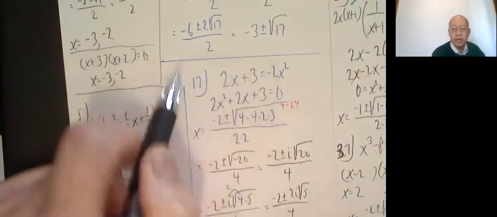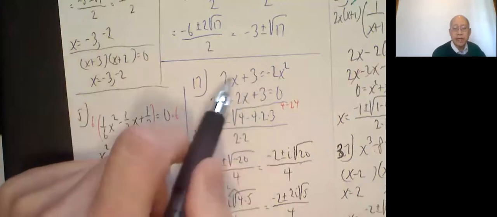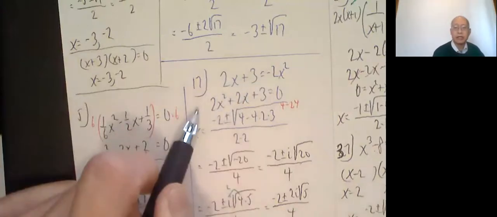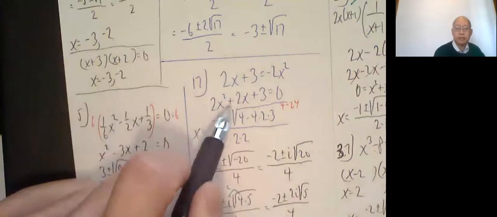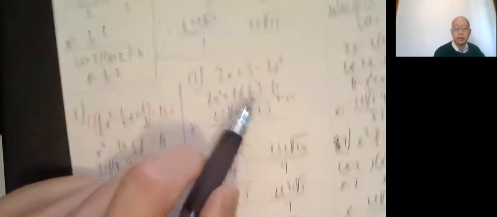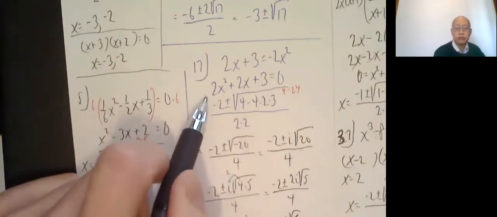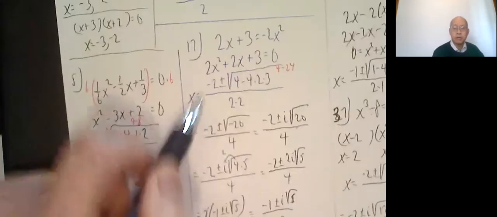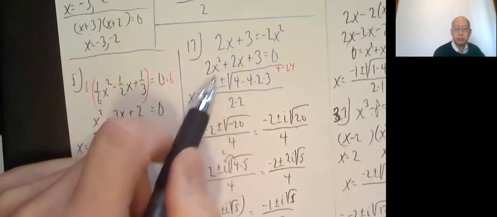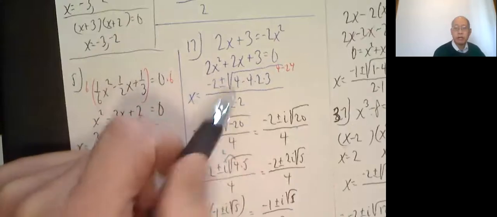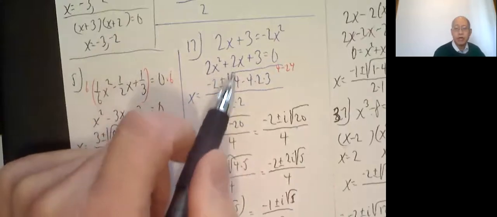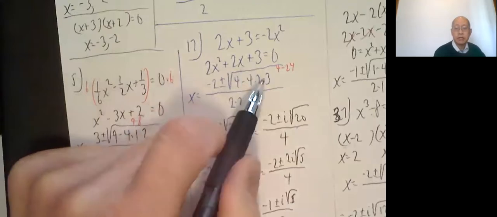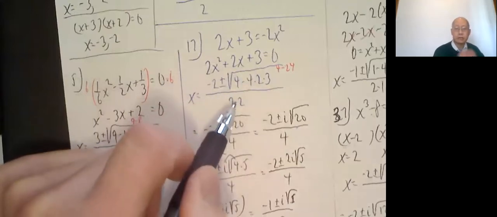The next one isn't in proper form yet. You must have everything on one side equal to 0, and the x squared is first, and then the x, and then the number. So I add 2x squared to both sides, write it like this, 2x squared plus 2x plus 3 equals 0. Then I'm good to go. So my a is 2, b is 2, c is 3. Quadratic formula. X is -b, -2, plus or minus square root, b squared, 2 squared is 4, minus 4 times a, which is 2, times c, which is 3, over 2a, 2 times 2.